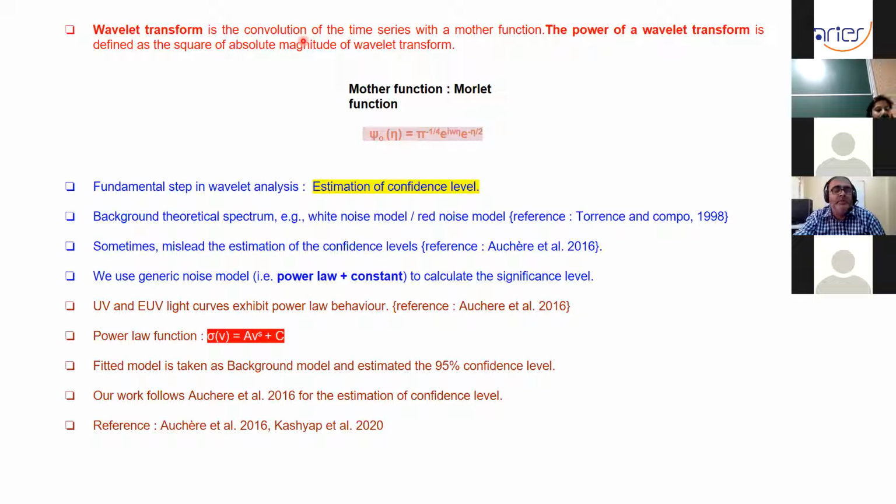So we have used this equation, sigma V is equal to A mu S plus C. What we have done is fit the FFT of the time series with this equation. Then after fitting, we have taken the fitted array as the background model, and then we have estimated the confidence level.